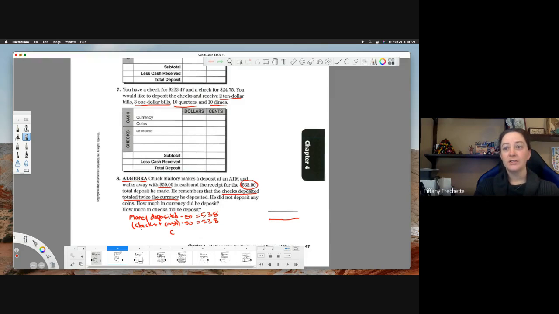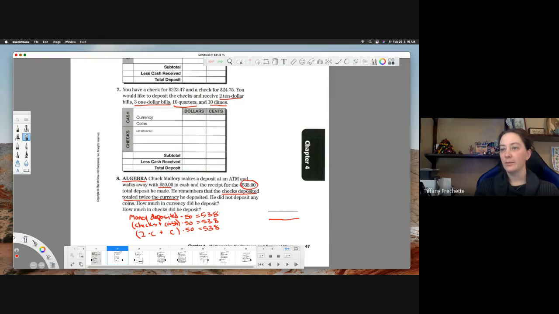So checks are twice the currency, or twice the cash, right? That's what they just told us. Checks deposited total twice the currency. So we're still adding these together, and we're still subtracting $50. We haven't really started doing any calculations yet. I'm just showing you, again, the thought process: how do I get these words into an equation? And I'm breaking it down a little slower like that.